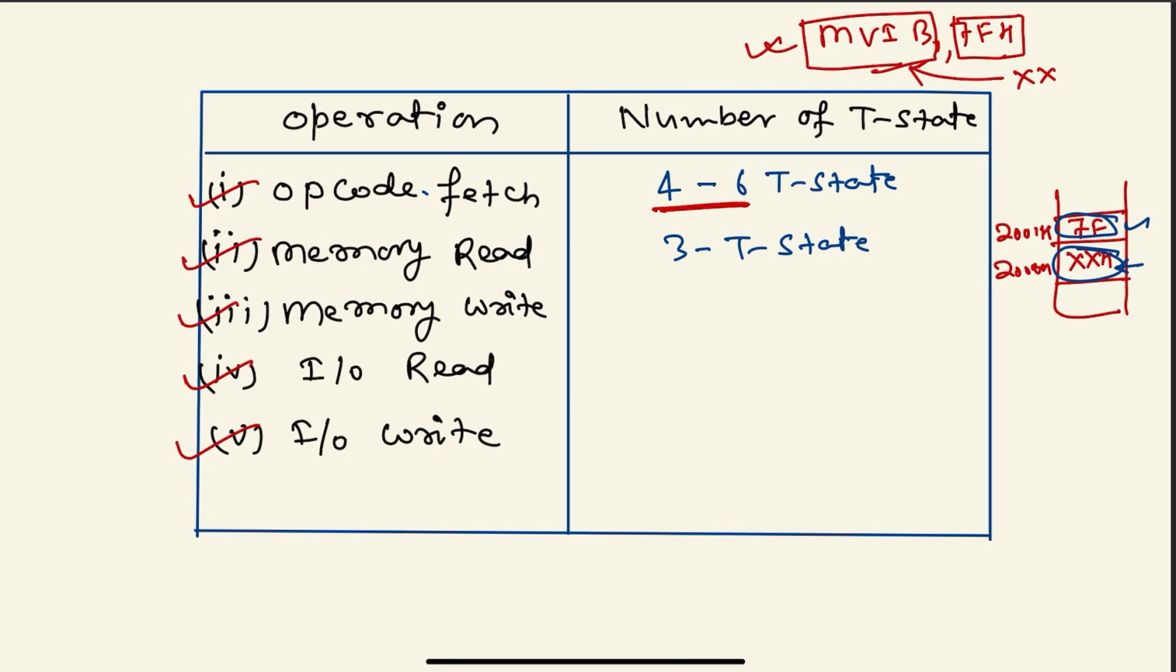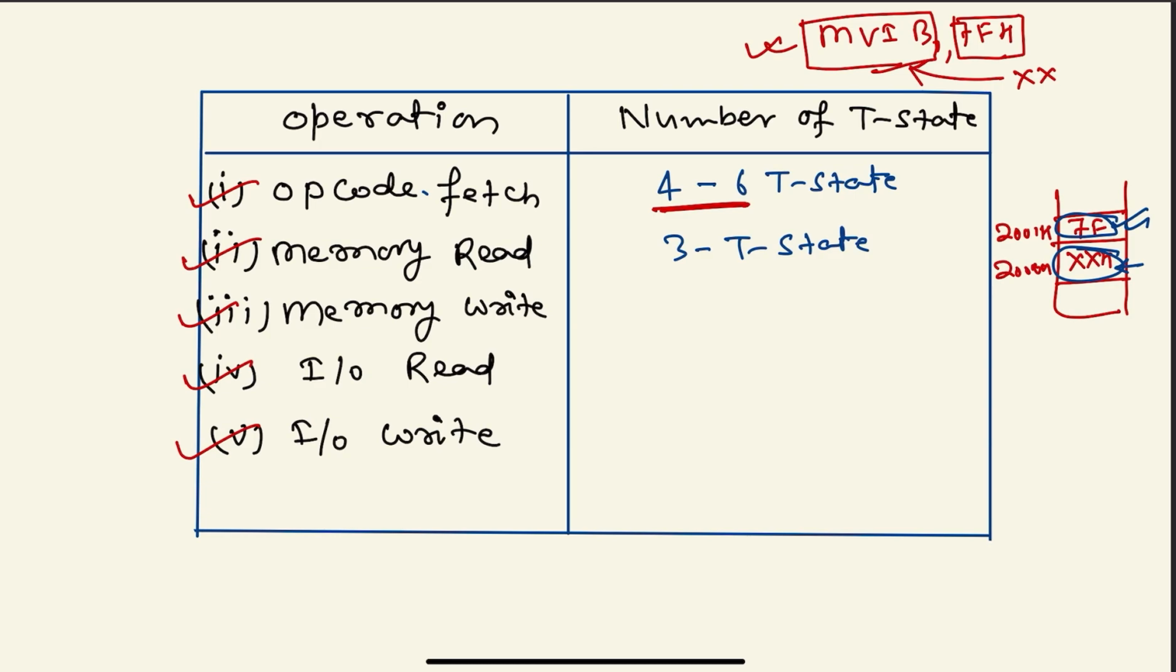So that is the reason we can answer the logical question of why opcode fetch requires more T states compared to memory read: opcode fetch has the fourth T state, or in the fourth clock period it has decoding as well as execution of that instruction, followed by the data as an operand, 7FH, which we simply have to read. That is the reason opcode fetch requires more time compared to memory read.